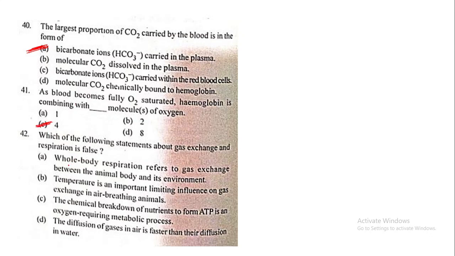Which of the following statements about gas exchange and respiration is false? Whole body respiration refers to gas exchange between the mammal body and its environment. Temperature is an important limiting influence on gas exchange in air-breathing mammals. Chemical breakdown of nutrients for ATP is an oxygen requiring metabolic process. The diffusion of gases in air is faster than their diffusion in water. The right option here is temperature.